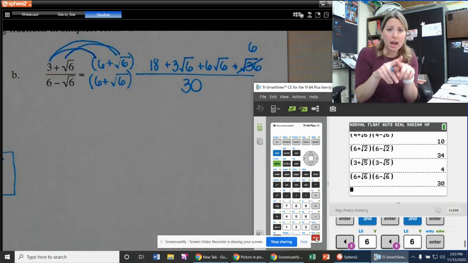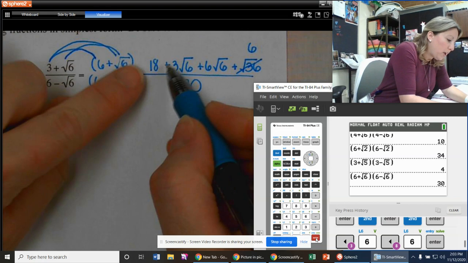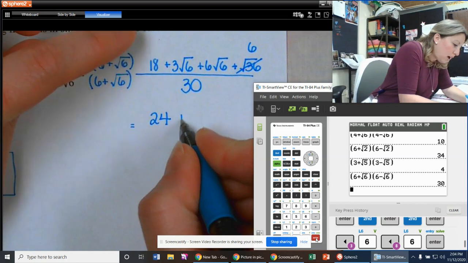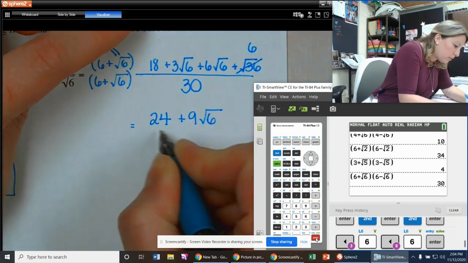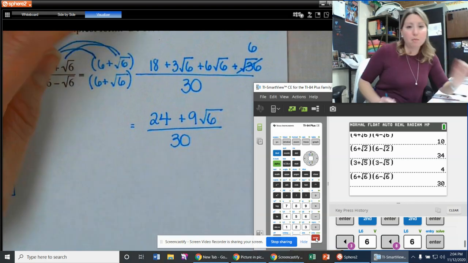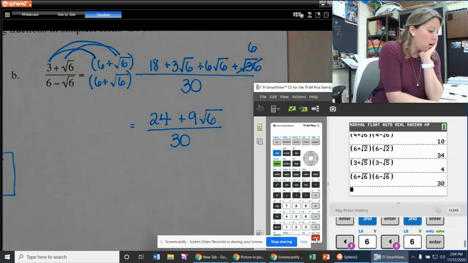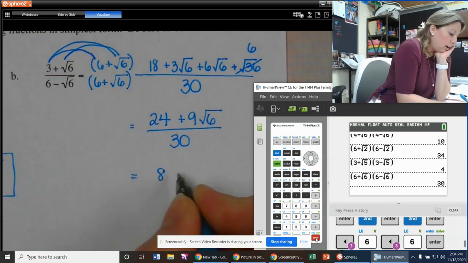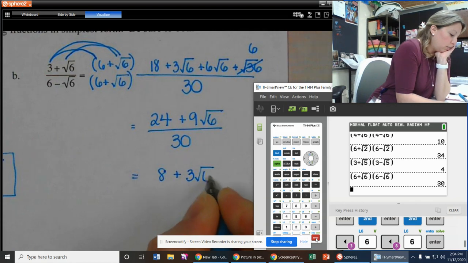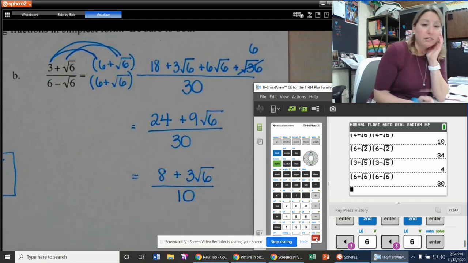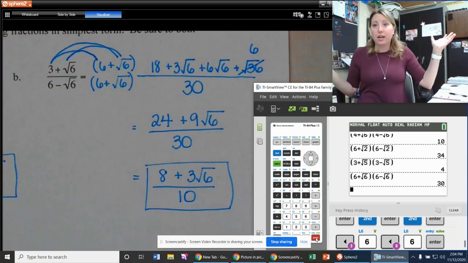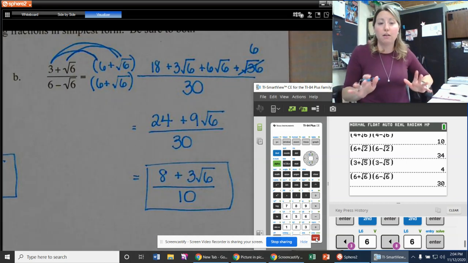So now I can add the numbers up, and I can add the like terms in the middle because they have the same radicand. So 18 plus 6 is 24. And 3 plus 6 is 9 radical 6s. And of course, this has all been over 30 the whole time. That's my denominator. And I do notice that my coefficients are all evenly divisible by 3. So 24 divided by 3 is 8. And 9 divided by 3 is 3 radical 6s left here. And 30 divided by 3 is 10. And that is the best I can do. But that is nice and simplified. No radicals in denominators, guys. Never, ever, ever can you have a radical left in a denominator.